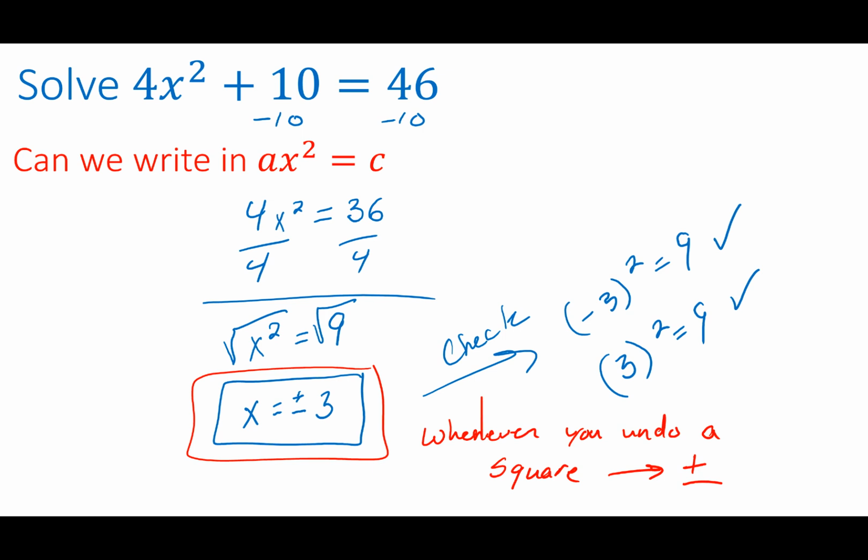So the final answer for this one would be -3 or +3. You could say x equals -3, comma, +3. You could write it like that too. Plus minus is a shorthand mathematical notation to represent both of them.